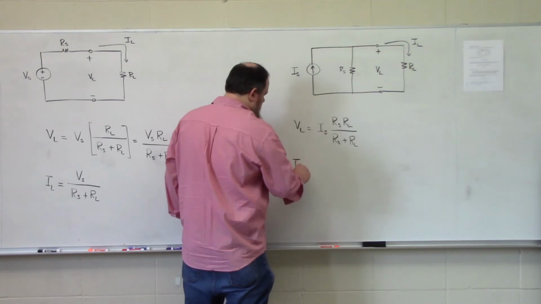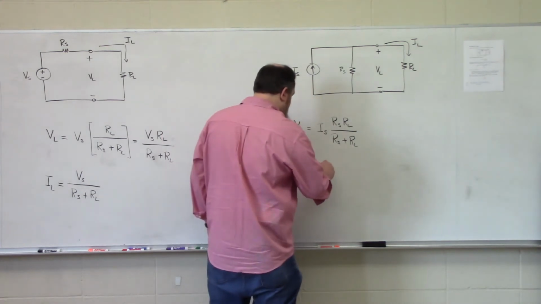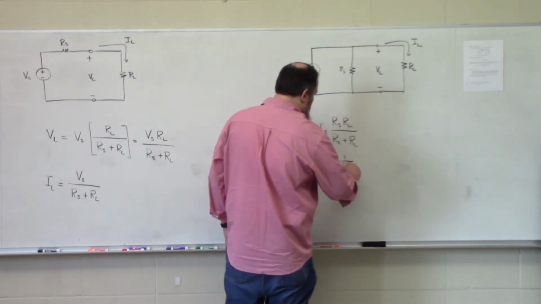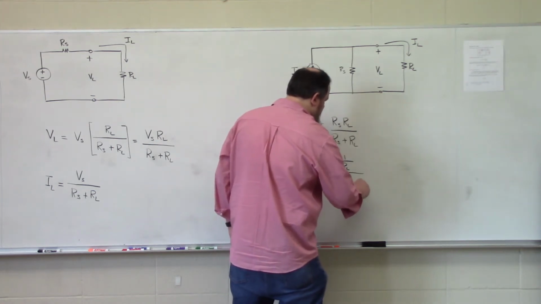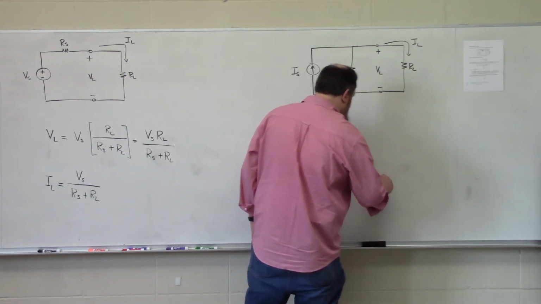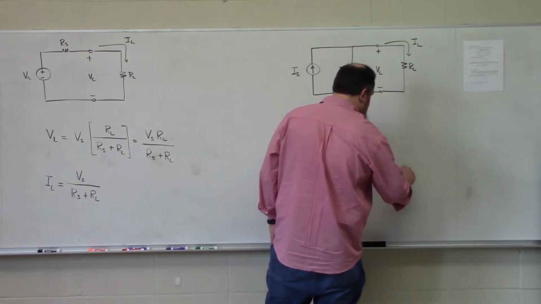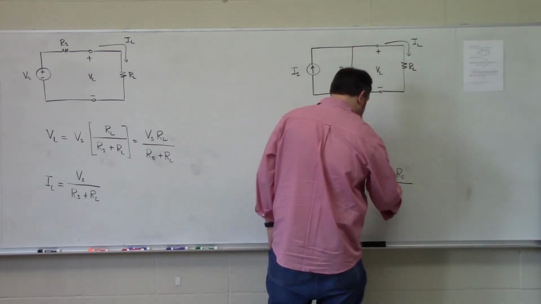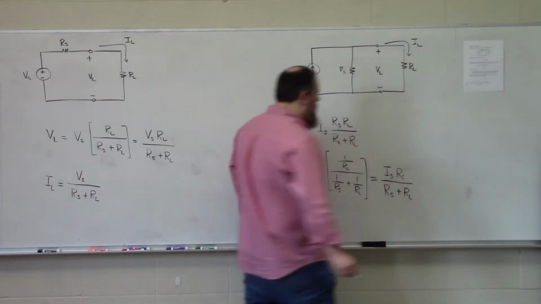And our load current, IL, we can get using current division, where we would have IS multiplied by 1 over RL divided by 1 over RS plus 1 over RL, which is identical to IS times RS divided by RS plus RL.